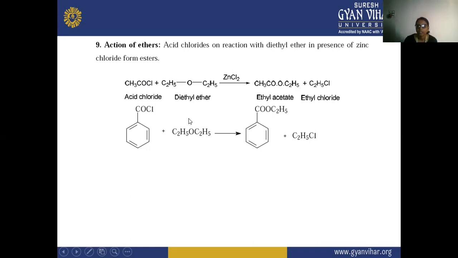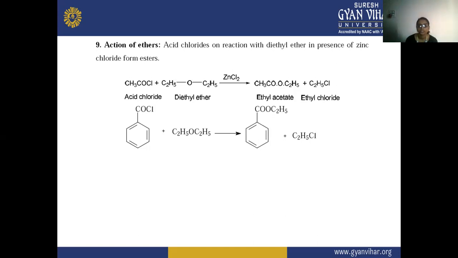So this acid chloride is reacting with the diethyl ether in the presence of zinc chloride, and there is a formation of ethyl acetate plus ethyl chloride. Next is benzoyl chloride. The benzoyl chloride is reacting with this C2H5OC2H5, that is diethyl ether, and this aryl compound is reacting with the diethyl ether, and there is a formation of ethyl benzoate, plus C2H5Cl, that is ethyl chloride.